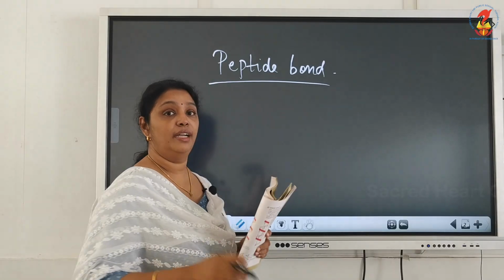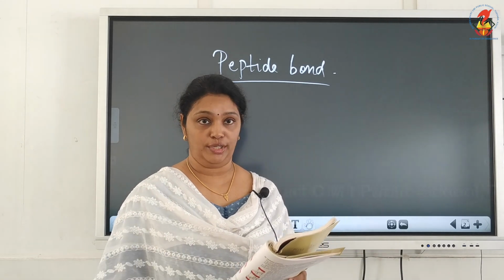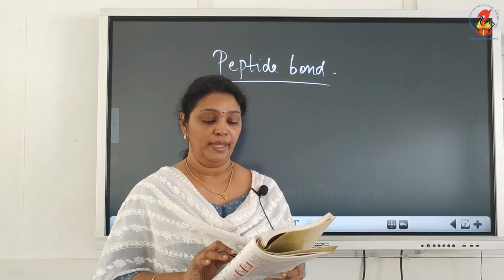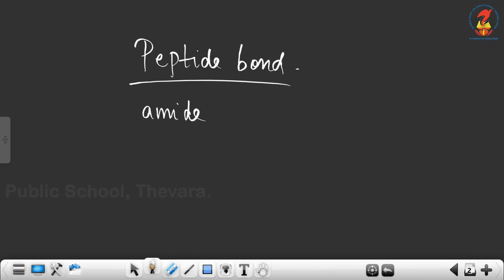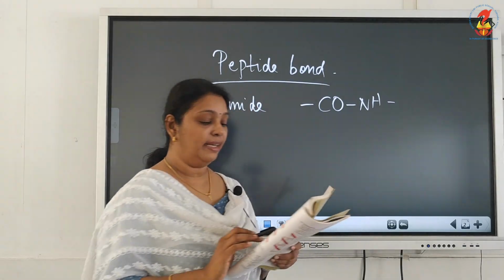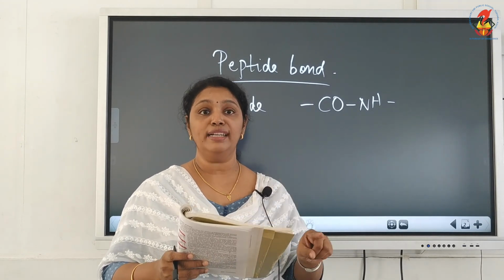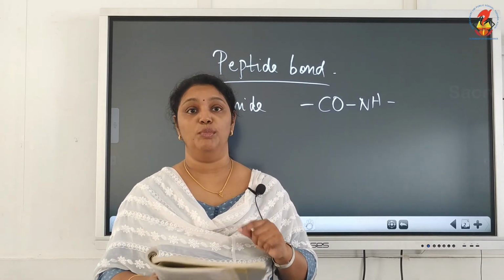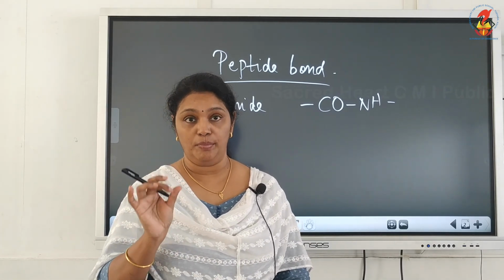So, what do you find between the amino acids in a protein molecule? The peptide bond or peptide linkage. Now, what do you mean by a peptide linkage or a peptide bond? Peptide linkage is an amide, and you know amide is CONH. So, peptide linkage is an amide formed between the carboxylic acid of one amino acid molecule and the amino group of another amino acid molecule by loss of a water molecule. So, we get a peptide bond or a peptide linkage.